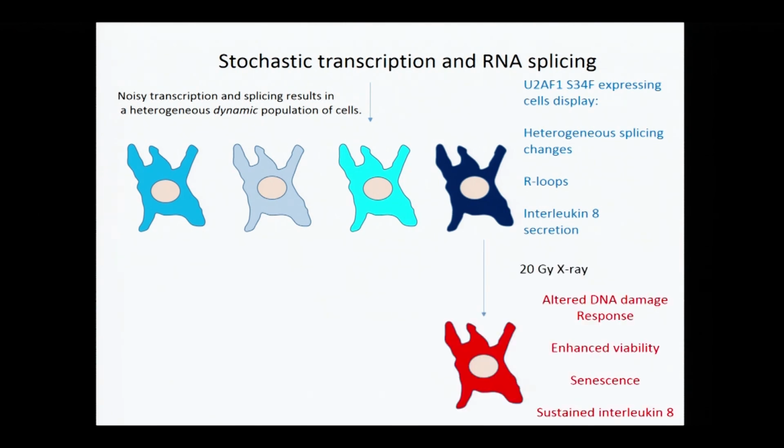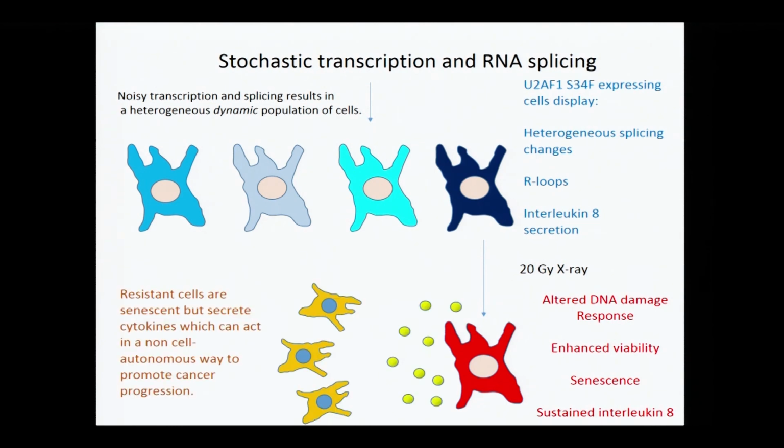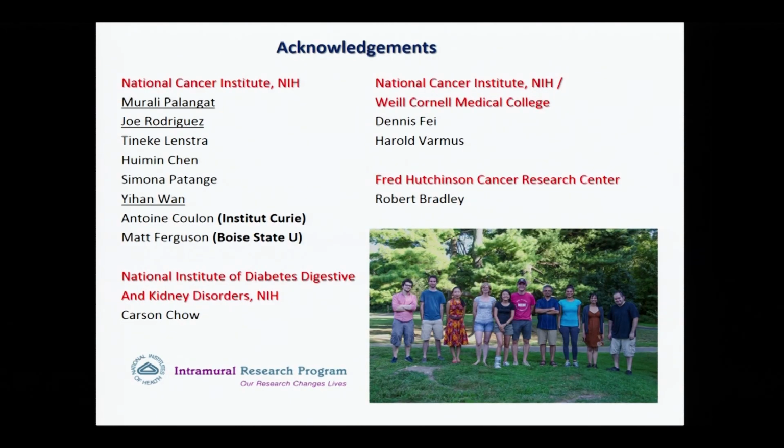Interleukin 8 secretion. These cells, when hit with high doses of X-rays, have enhanced viability, long-term senescence, and they show the sustained IL-8 secretion. And we think that this mutation, at least in this in vitro system, is really acting in a cell non-autonomous manner. So it's not the cells that have this mutation, but it's what they do to their surroundings. So these cells, for example, after senescing, will secrete these factors, these cytokines, and this generally has a bad prognosis for the tumor. So with that, I will stop.